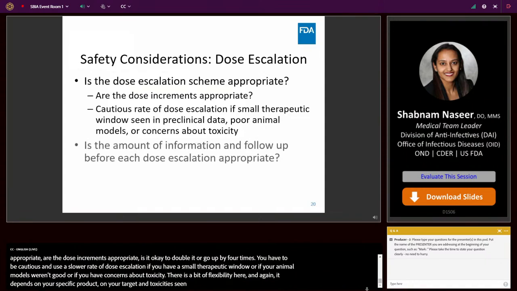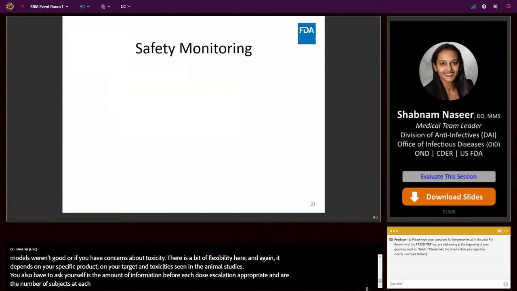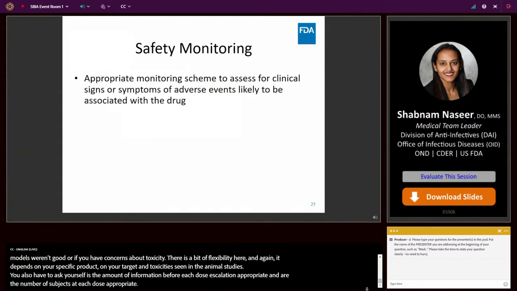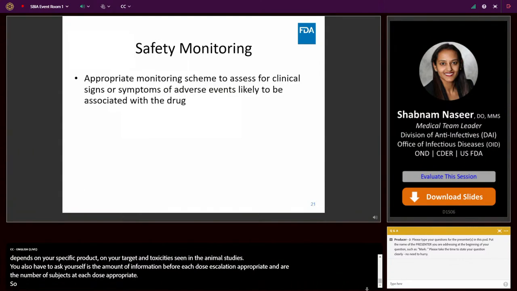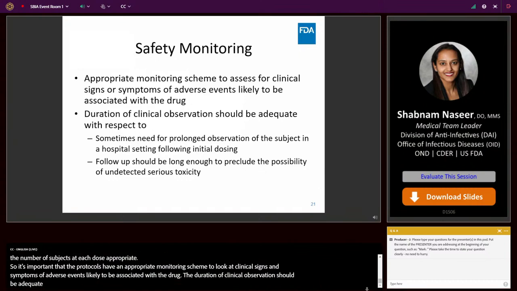You also have to ask yourself, is the amount of information before each dose escalation appropriate, and are the number of subjects at each dose appropriate? So it's important that the protocols have an appropriate monitoring scheme to look at clinical signs and symptoms of adverse events likely to be associated with the drug. The duration of clinical observation should be adequate with respect to the stated objectives and endpoints, the anticipated response to the product, and health-related conditions being studied.